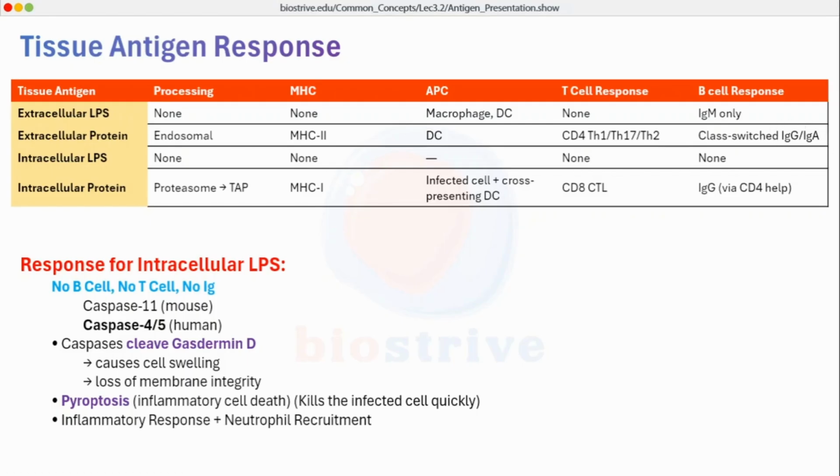Now come to the last one. What about intracellular proteins? Intracellular proteins are mostly seen in the case of viruses. They will be processed by the proteasomal system, and then presented by MHC-I, and CD8 cytotoxic T cells will be involved, and they will be activated into CTL cells, and there will be antibody production.